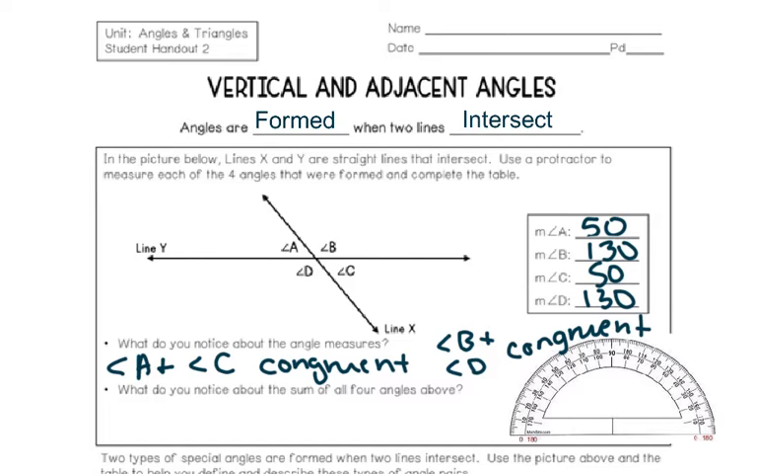When I add those angles together, I get 360 degrees. I also kind of already knew this because if these two angles are supplementary and are 180, and these angles are also supplementary and 180, I know that the sum of two 180 degrees is 360 degrees.